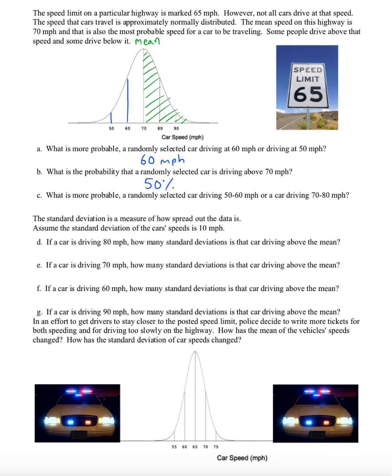What's more probable? A randomly selected car driving 50 to 60 miles an hour, or a car driving 70 to 80 miles an hour? Here we can use the areas under the curve to tell us about the likelihood of these events. So for 50 to 60, we want to examine that area, but for 70 to 80, we want this area here. Which one looks more probable? The larger the area, the more likely the outcome. So 70 to 80 is actually more likely.